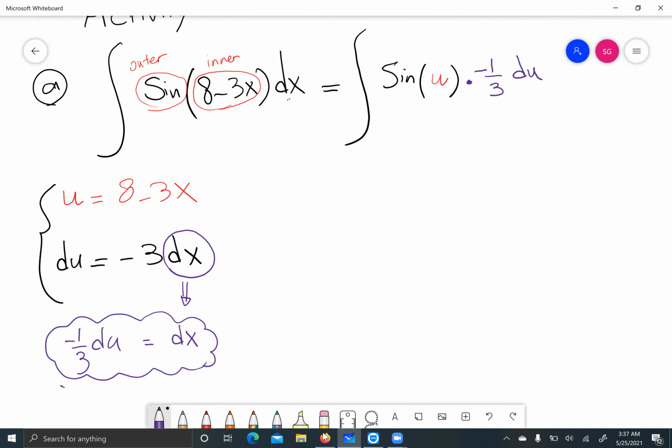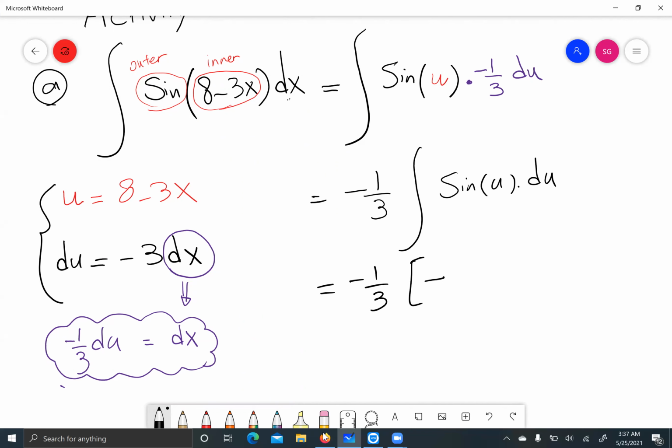Very nice. Now, look, I have the integral of sine of u du. So now this is a basic function, the sine function. What is the integral of sine? It's negative cosine. So it's going to be 1/3 cosine of u.